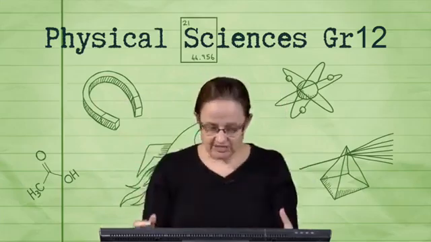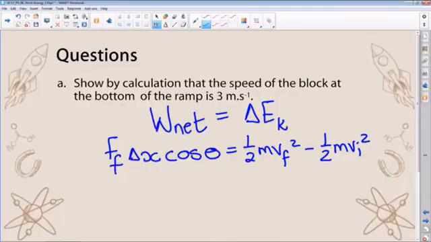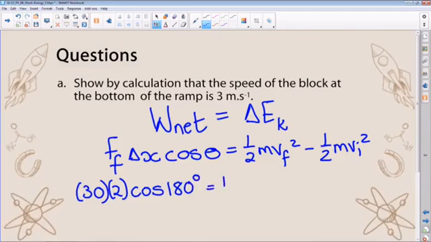So my friction, they said, was 30. So this is 30. Delta x, it went for 2 meters. And remember, it's friction, so this is cos 180. All fine so far. Now we have a half. I'm going to try and fit this all in without going off the side. So that's 3. My final velocity is what I'm looking for, and my initial is what I have.